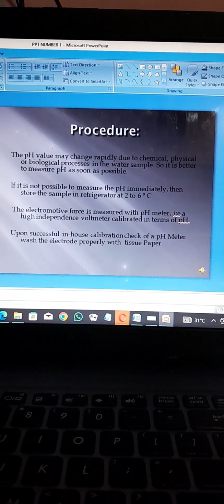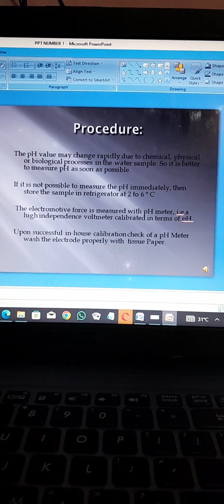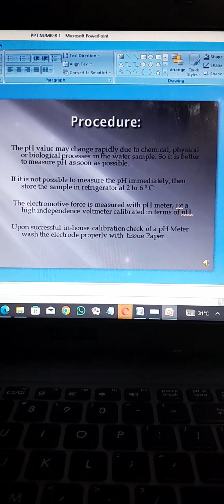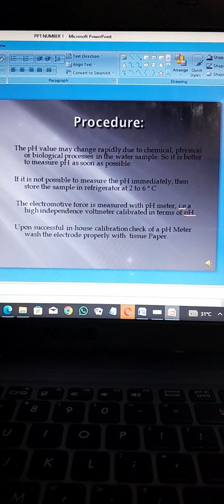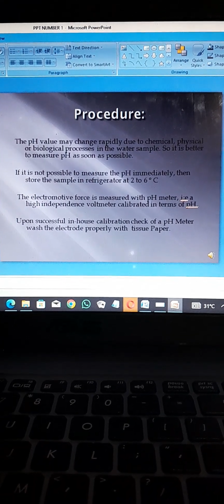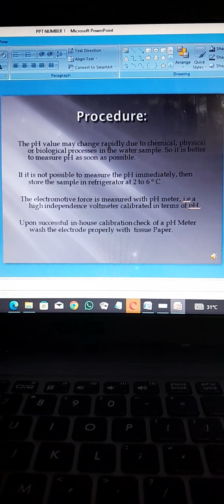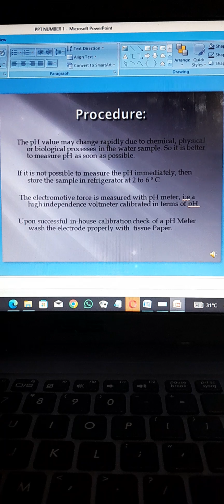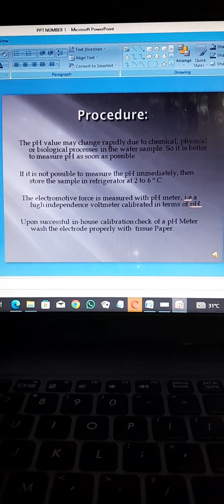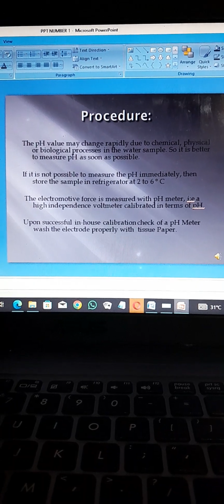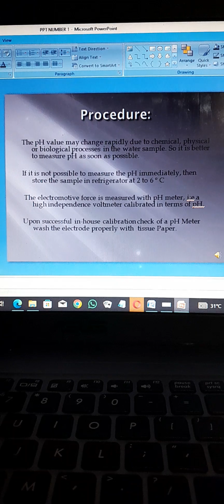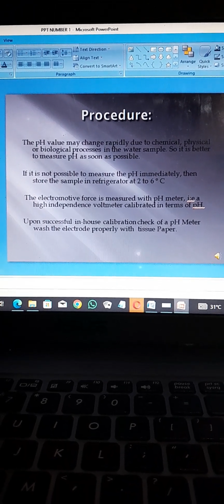What is the procedure? The pH value may change rapidly due to the chemical, physical or biological pressures in the water sample. So it's better to measure pH as soon as possible. If it is not possible to measure the pH immediately, then store the sample in a refrigerator at 2 to 6 degrees Celsius. The electromotive force is measured with a pH meter, that is a high impedance voltmeter calibrated in terms of pH. Upon successful in-house calibration check of the pH meter, wash the electrode properly with tissue paper.